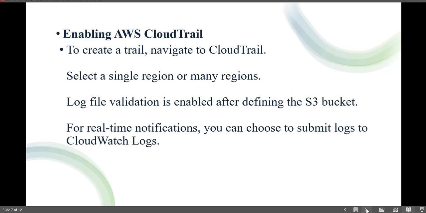Next is enabling AWS CloudTrail. To create a trail, navigate to CloudTrail. Select a single region or many regions. Log file validation is enabled after defining the S3 bucket. For real-time notifications, you can choose to send logs to CloudWatch Logs.